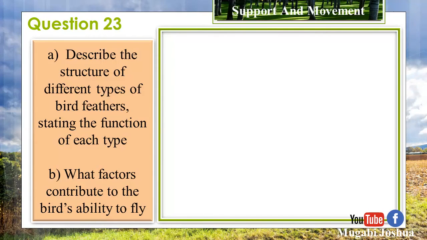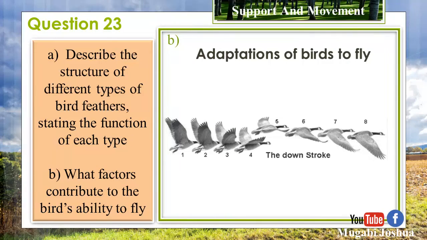Part B. This is question 23, part B. Part B asks: what factors contribute to the bird's ability to fly? Here, they are talking about the adaptations of birds to fly. We want to look at the adaptations of birds to fly.